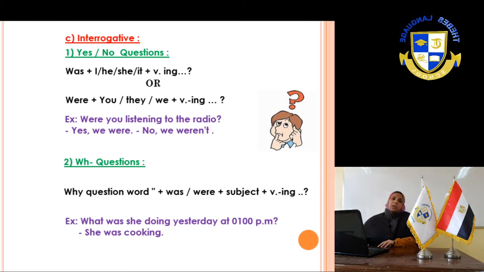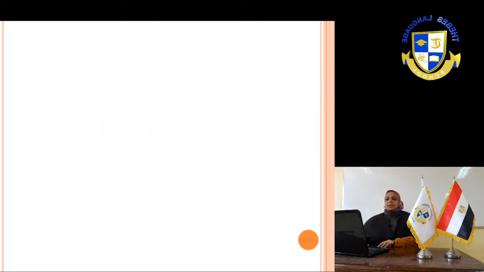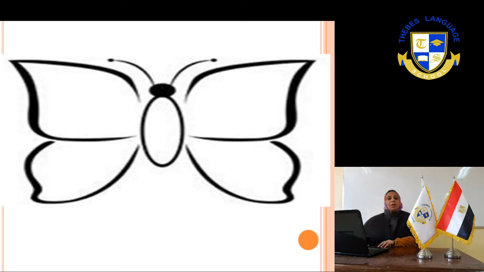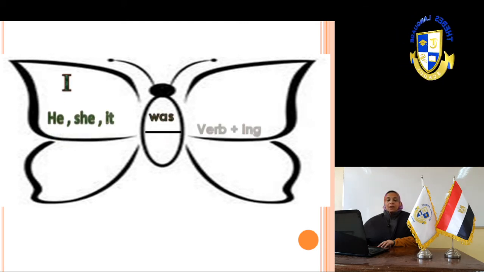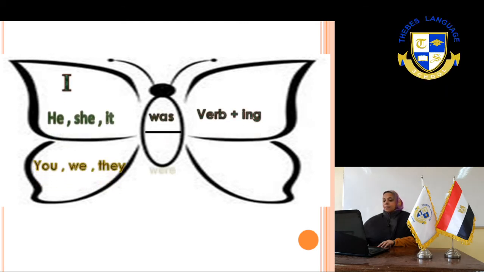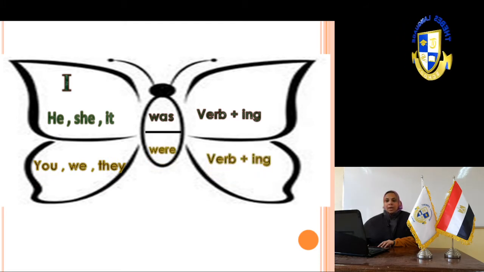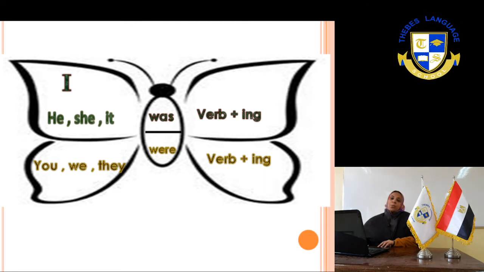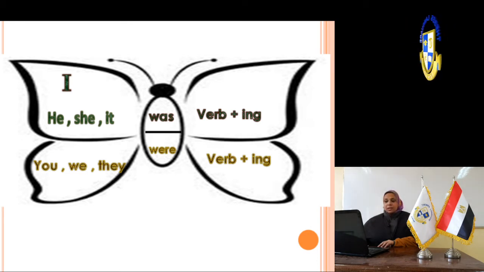She was cooking, she was sleeping, she was reading, whatever. The next slide is the butterfly. Can you see the butterfly? Now, the butterfly has two wings. One wing is for the personal pronouns, and the other wing is for verb ing, and the body is the was or were. Now, the body is the main thing. It can't be without was or were. I, he, she, and it with was and then verb ing. You, we, they is with were and then verb ing.